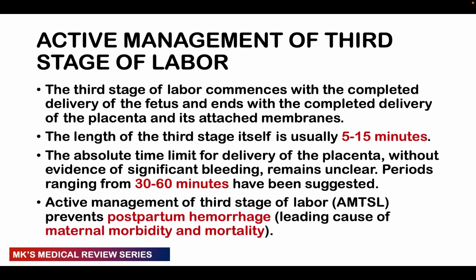The first stage is when there are regular uterine contractions up until the cervix is fully dilated. The first stage is divided into 2 phases. The latent phase, from when the cervix is closed and the regular uterine contractions start, to when the cervix is about 3 centimeters dilated. And the active phase, when the cervix is 4 centimeters dilated up until 10 centimeters dilated, which we call full dilatation. The second stage starts from when the cervix is fully dilated to delivery of the fetus. And the third stage is delivery of the placenta and the membranes, which is what we'll be focusing on in this particular lecture.